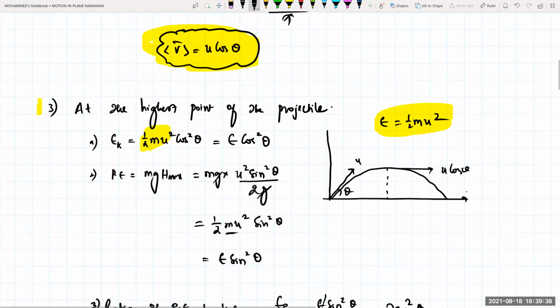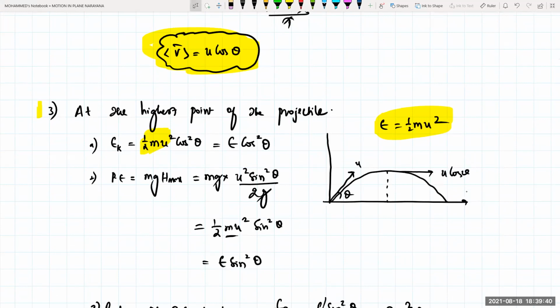At the highest point of the projectile, kinetic energy, I told you, will always be u cos theta, u sin theta will become 0. Projectile, it is half m u square cos square theta. So half m u square I can take as E, because E is equal to half m u square. So it is E cos square theta.